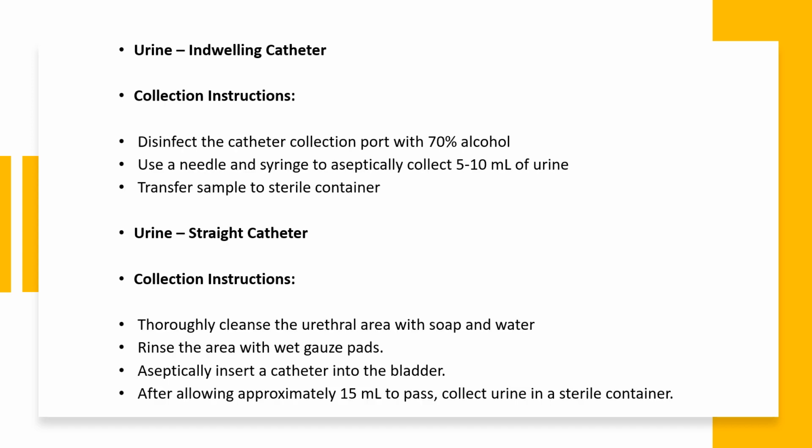For urine from an indwelling catheter, the collection instructions include to disinfect the catheter with 70% alcohol. Use a needle and syringe to aseptically collect 5 to 10 ml of urine. Transfer the sample to a sterile container. For urine from a straight catheter, the instructions include thoroughly cleanse the urethral area with soap and water, rinse the area with wet pads, aseptically insert a catheter into the bladder, and allow approximately 15 ml to pass. Collect the urine in a sterile container.